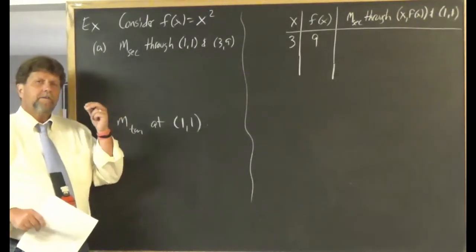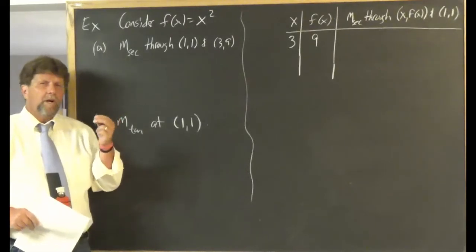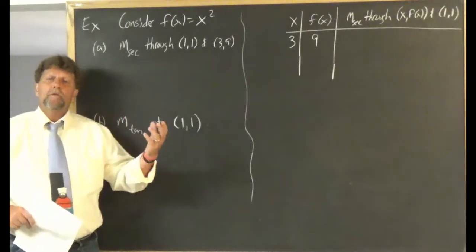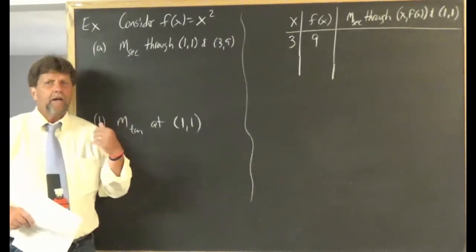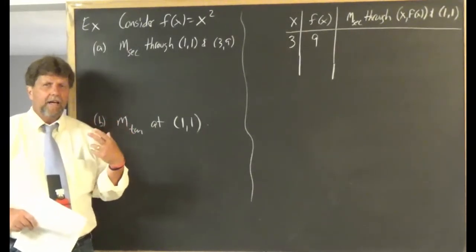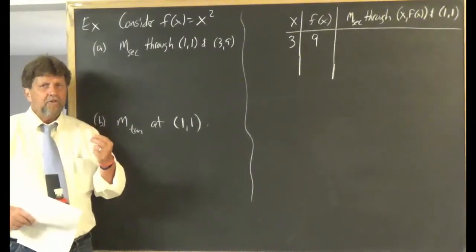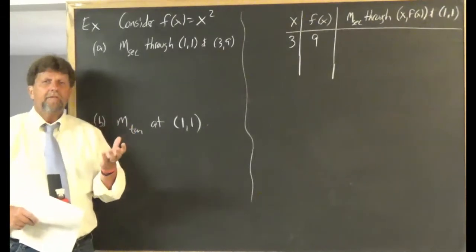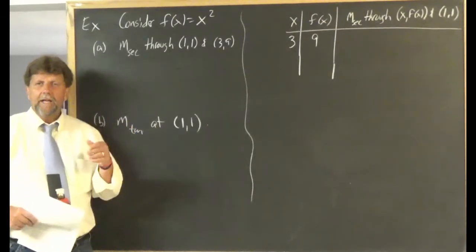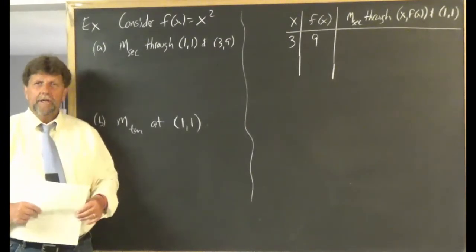Part A was to find the slope of the secant line through the points (1, 1) and (3, 9). On the previous slide, we had a graph of f of x equals x squared, and I had drawn in the secant line. Part B, we're going to try to estimate the slope of the tangent line at (1, 1). On the previous slide, I had a graph of the function x squared, and I sketched in the tangent line. So let's do it.